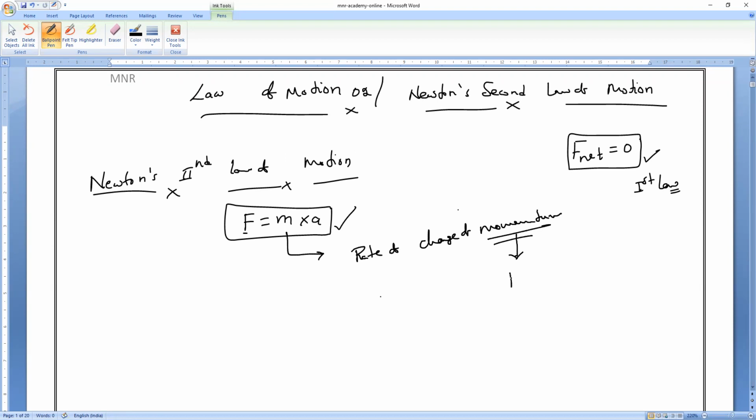So the momentum formula. What do you mean by momentum, brothers? Momentum is equal to mass into velocity. So that is the rate of change of momentum only. Momentum symbol is P. That is what we used to call Newton's second law.